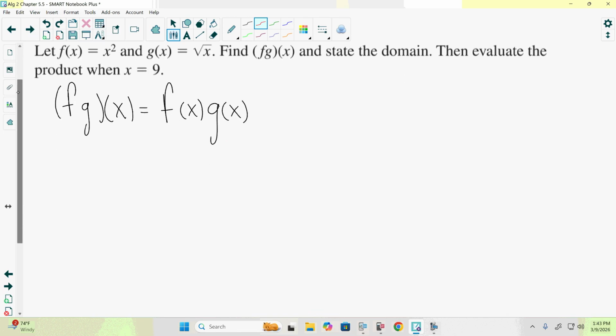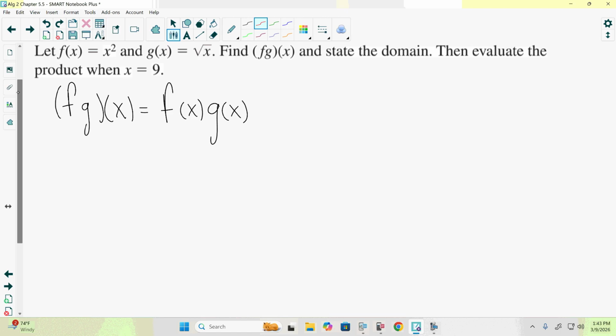Product. We're going to be multiplying these two together. So f of x is equal to x squared, and g of x is equal to the square root of x. We want to find the product, f times g of x. We're not going to worry about the domain, but if we were to try to find the domain, we look at the domains of each.